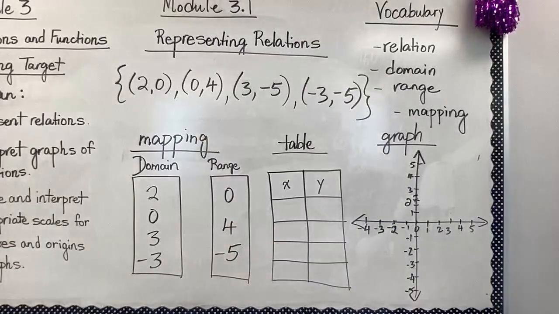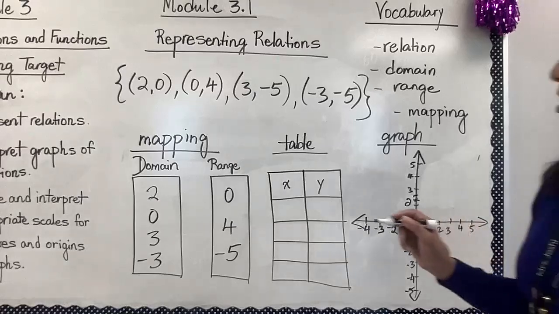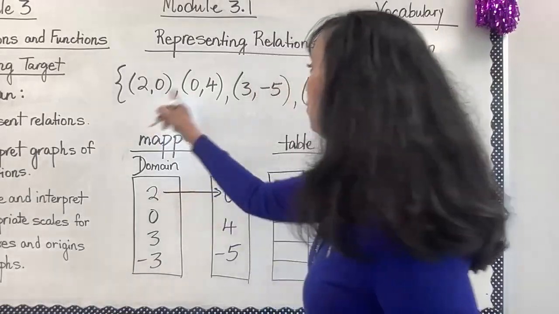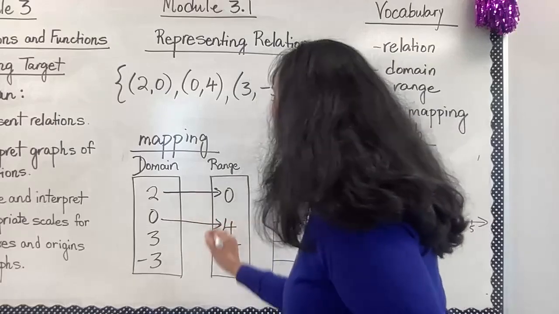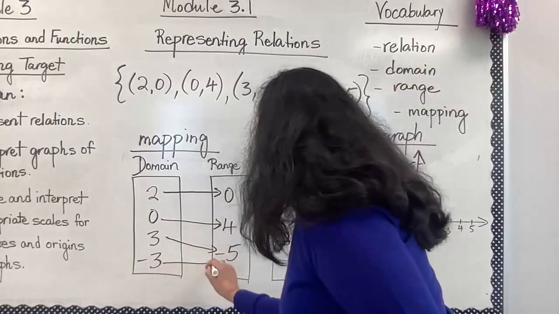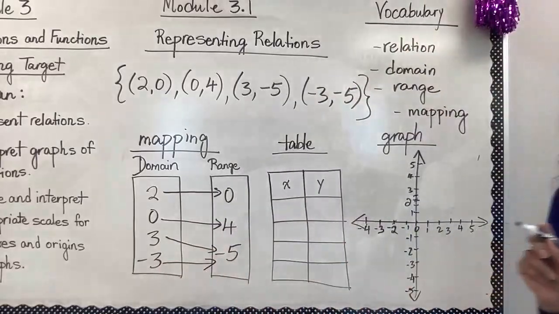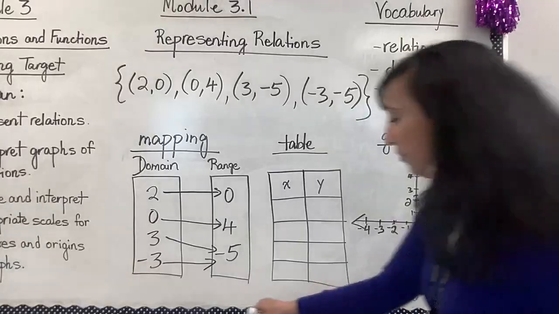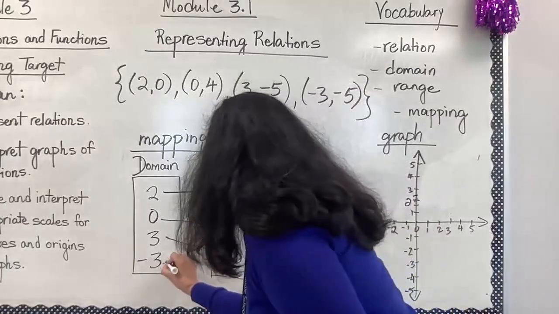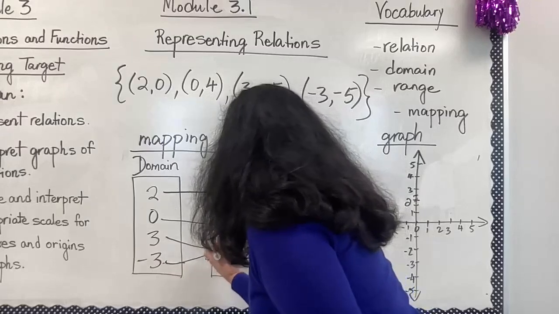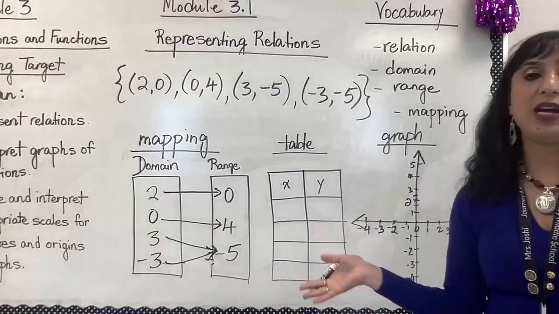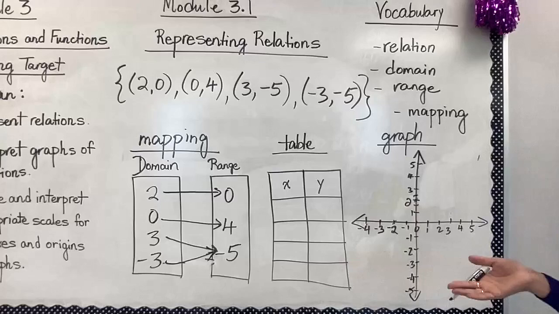And then I am going to draw the arrow from the domain to the range. So 2 to 0, 0 to 4, and I have both 3 and -3, both are going to -5. Okay, let me make this arrow a little better. We can just make it going to the same place like this. There we go. They're both going to the same, which is -5. So there is my mapping diagram, right?